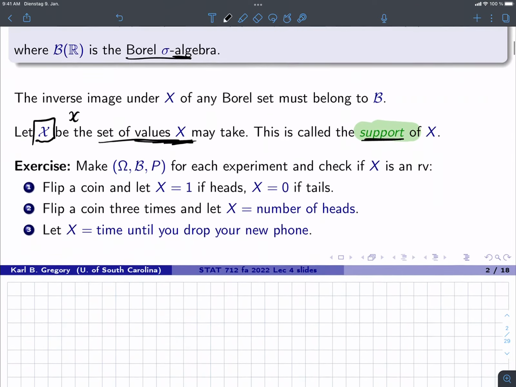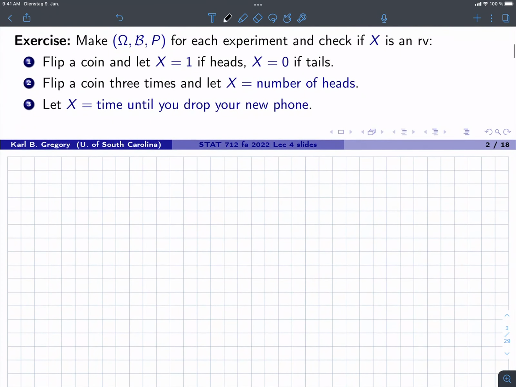Okay, so let's look at this little set of examples. For each of these experiments, let's make the probability space and look at how x is defined and see how it's a random variable. So number one, flip a coin and let x equal 1 if heads, 0 if tails.